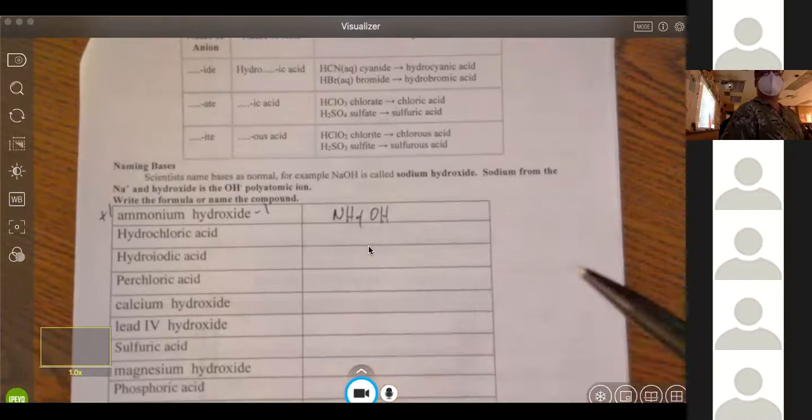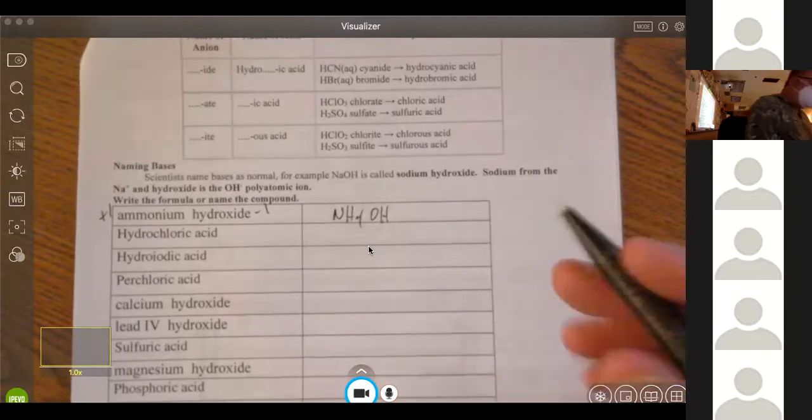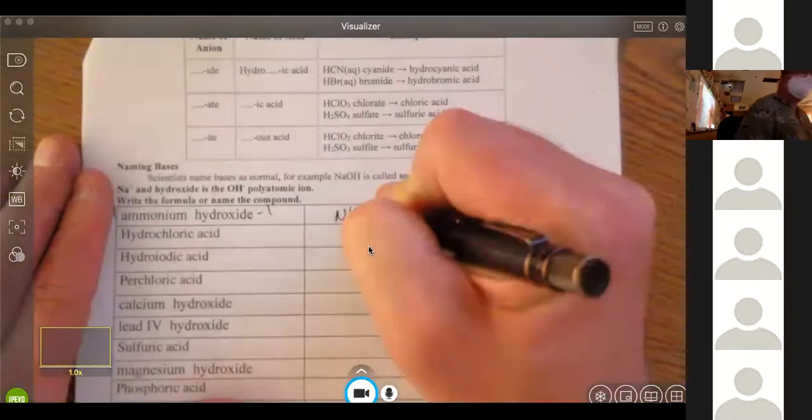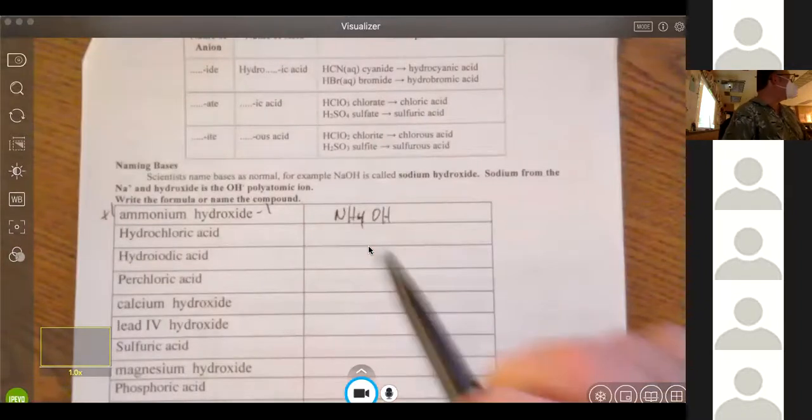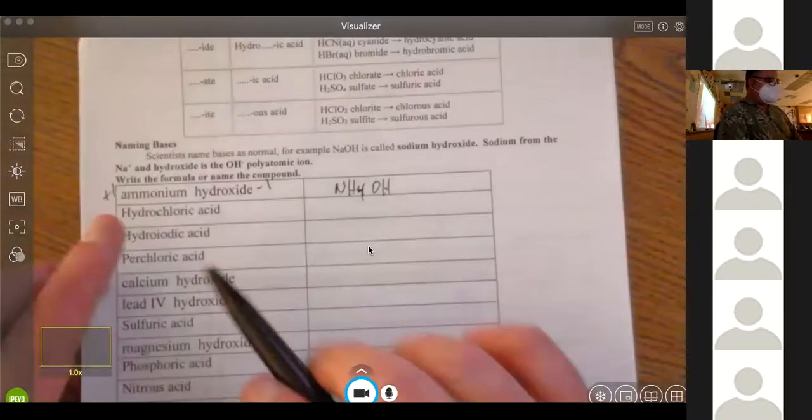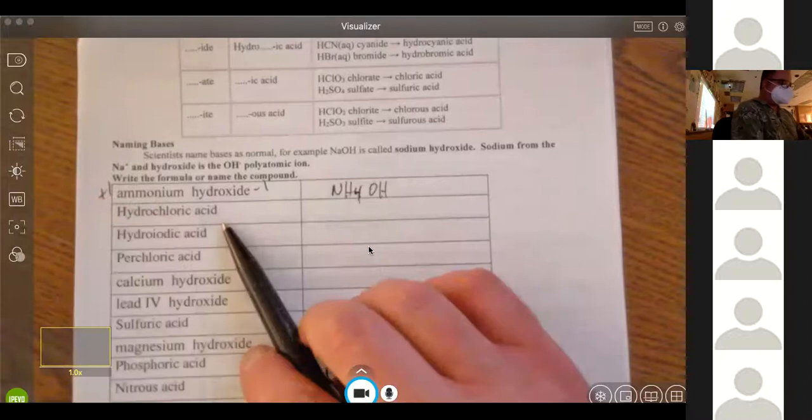What's the what? That is a 4. That's part of the ammonium. What, the Mandalorian? Hydrochloric acid, boring.